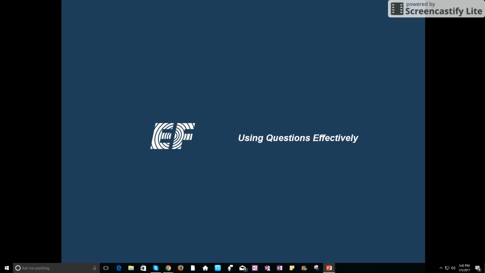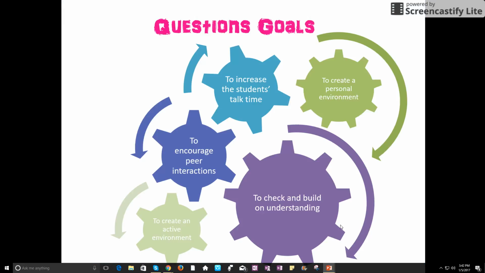We're going to talk about how to use questions, but more importantly, how to use questions effectively when we're teaching. So we're all used to using questions, but sometimes it does make a difference the question we use. So first, let's talk about the reasons we use questions. And I'm sure there's more reasons, but this is what I could come up with.